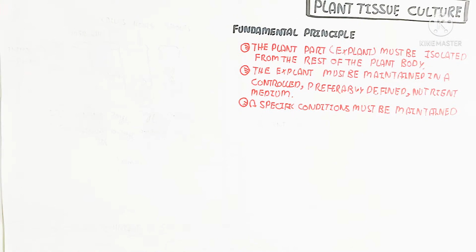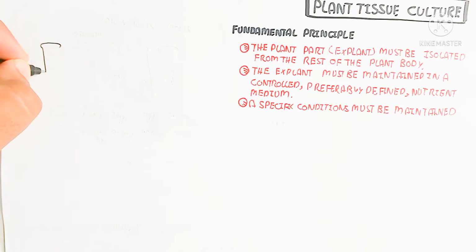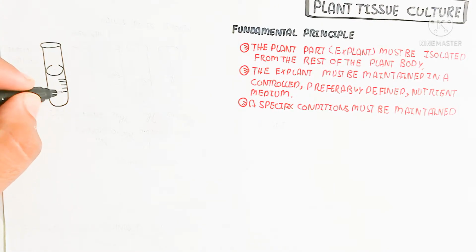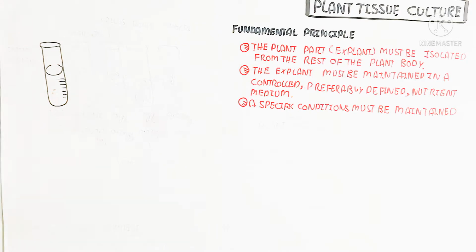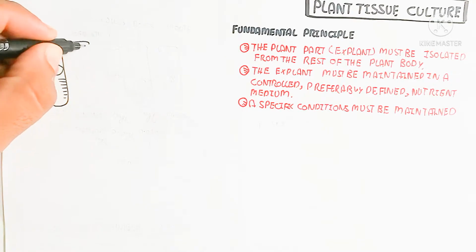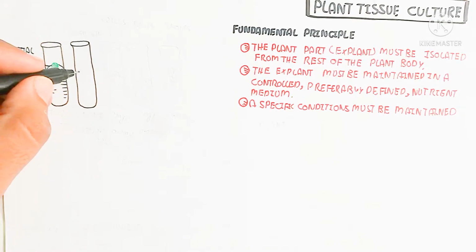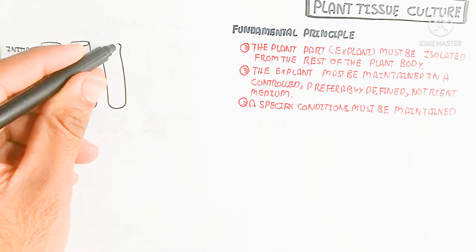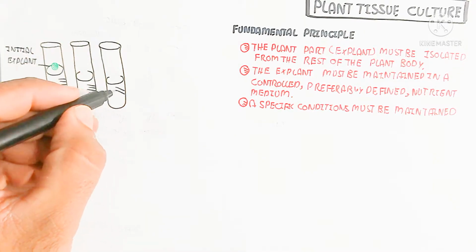So here I am drawing a test tube for understanding, which contains our nutrient media, which is basically the complete nutrition for the growth and development of the plant. So here is the initial explant we will put. It means the mass of cells we will introduce, or some sample.